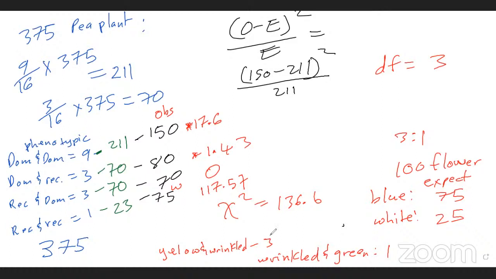So this value is 136, right? Our calculated answer. What is the critical value from the table? 7 point something, right? So once this value is greater than the critical value, we reject the null hypothesis. The difference we get is significant. Are we clear on that?